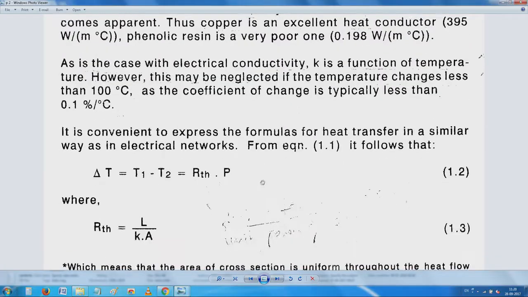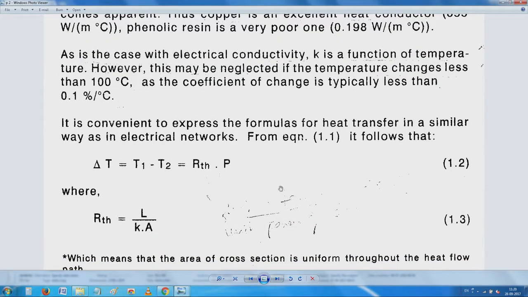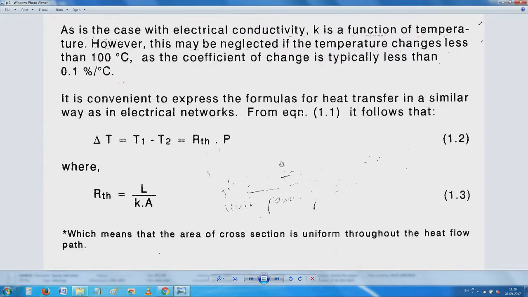It is convenient to express the formulas for heat transfer in a similar way as electrical networks. So, in the case of an electrical network we have a delta V; is it not possible for us to say that this thermal resistance into the power will give you the temperature difference.